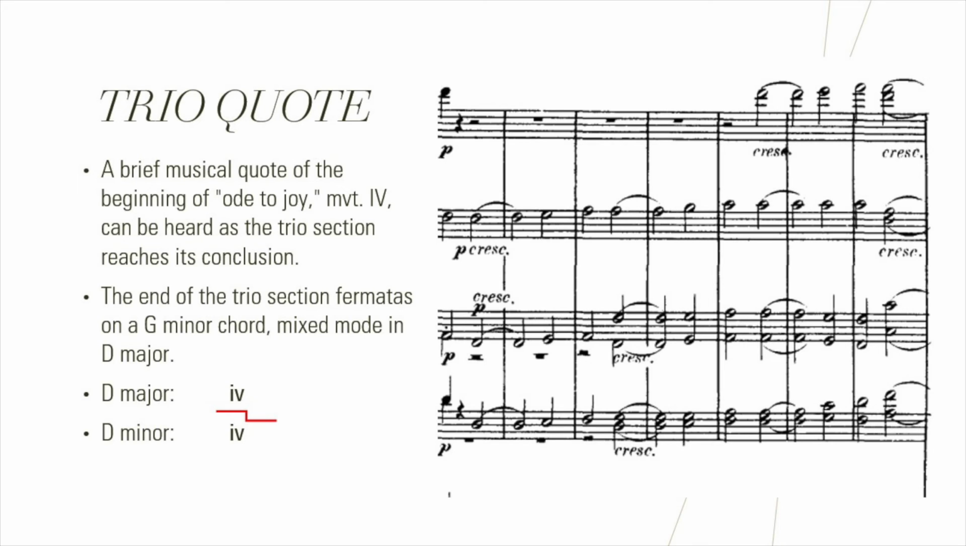The end of the trio section has a fermata over a G minor chord in the key of D major, which is mode mixture. It should be major, but instead it's minor. And in D minor, that obviously fits. And so the reason why that's important is because we will go into the scherzo da capo.